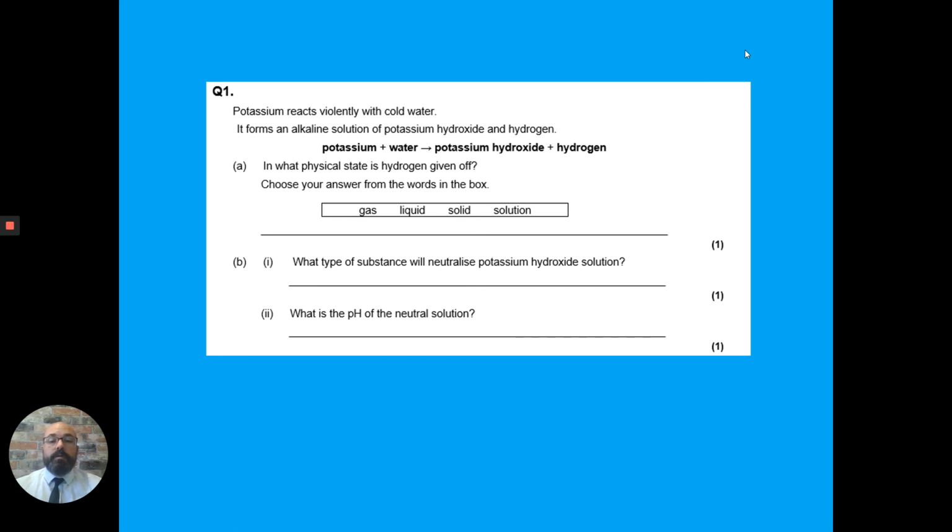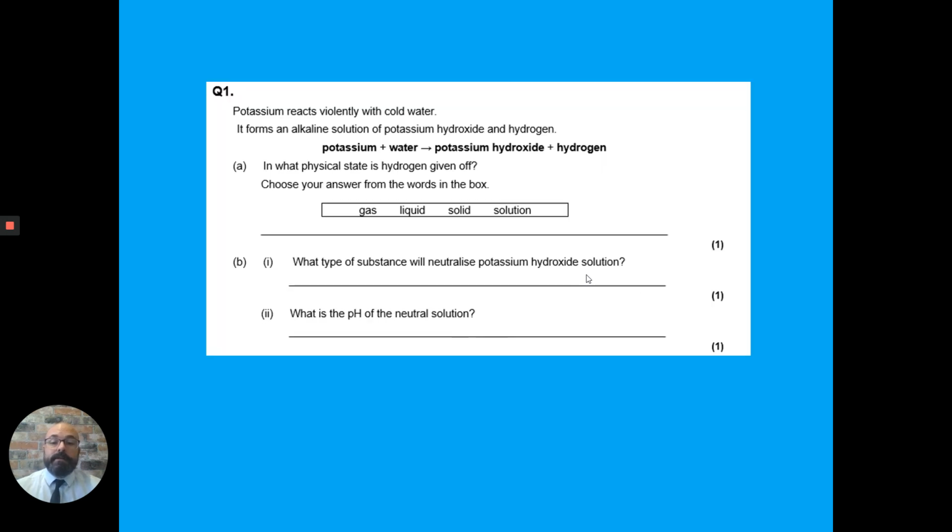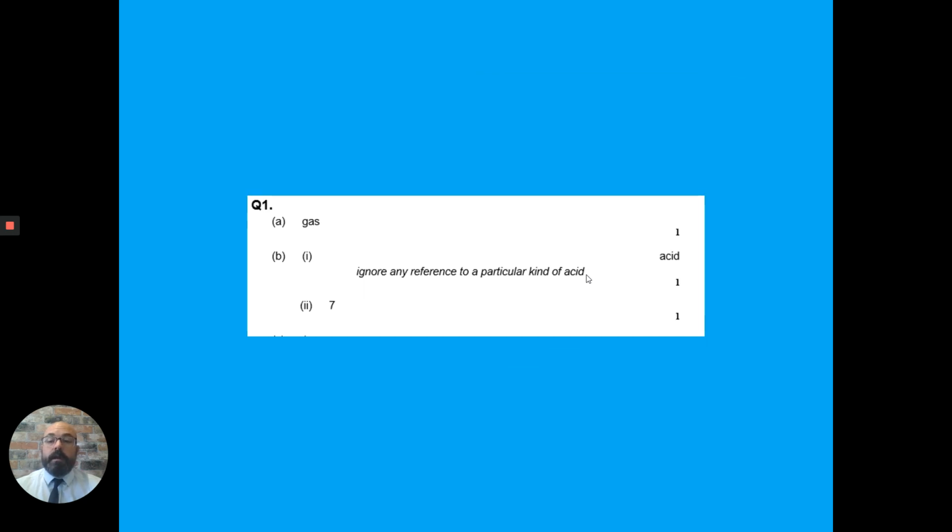What type of substance will neutralize potassium hydroxide? Well, as we said earlier in the presentation, potassium hydroxide or alkali metal hydroxides are alkaline, hence the name alkali metals. How do we neutralize an alkali? With an acid. It does say here, ignore any reference to a particular kind of acid. What the examiner is looking for is just that word acid. If you put hydrochloric acid, phosphoric acid, carbonic acid, doesn't matter. As long as you've used the word acid, you will get credit. And finally, what's the pH of the neutral solution? Well, hopefully you know that a neutral solution has a pH of 7.